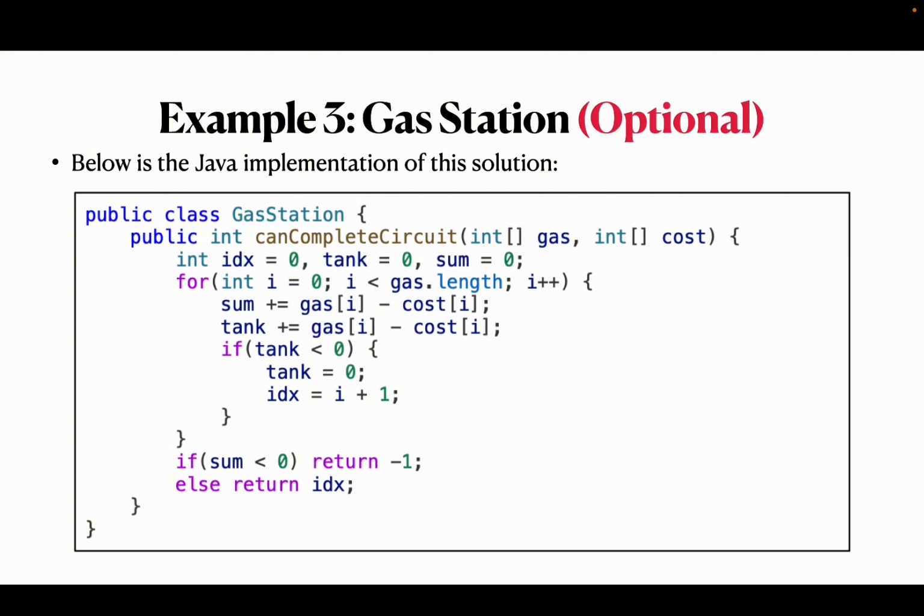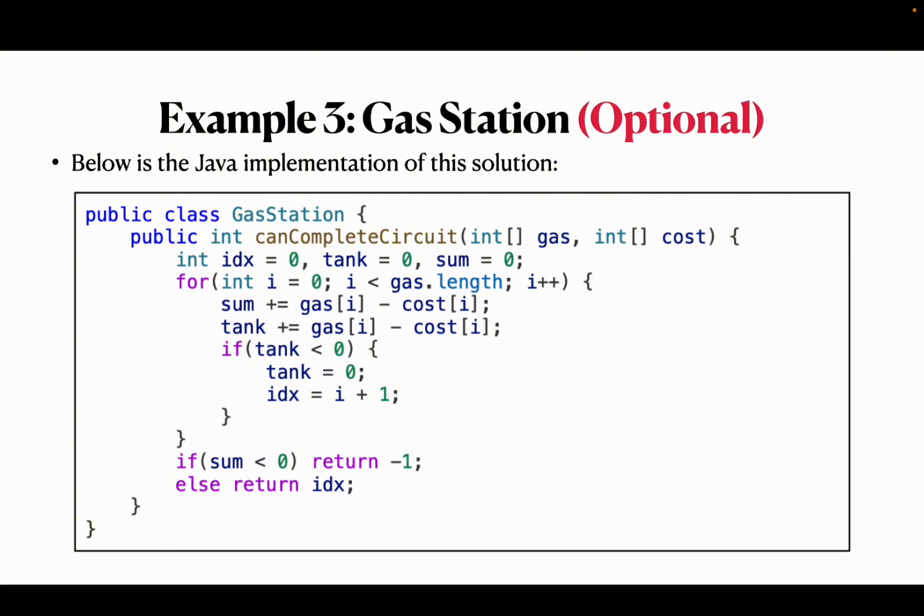Similarly, we create a class called getStation and a method within this class called canCompleteCircuit. The input of this method is similarly the gas and cost arrays, and the output will be the final starting point, or starting index, represented in integer format. As we mentioned previously, we create three variables: index, tank, as well as sum. Then we traverse the gas and cost arrays once to solve this problem.